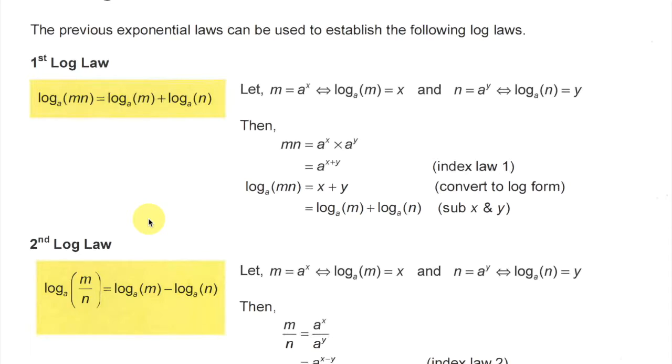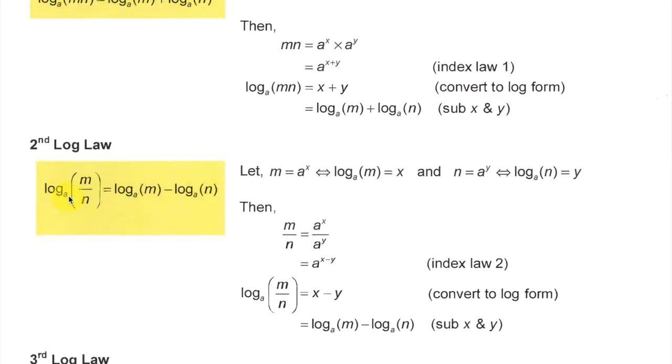So an example could be log base 3 of 12. So 12 could be broken into 6 times 2. So log base 3 of the number 12 is equal to log base 3 of 6 plus log base 3 of the number 2. Hopefully that makes sense to you. I suggest you maybe even write that down underneath as an example.